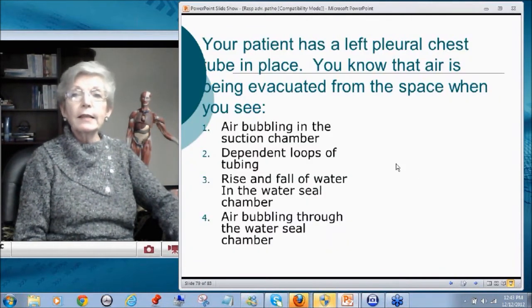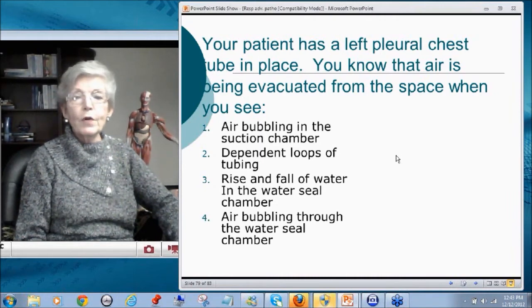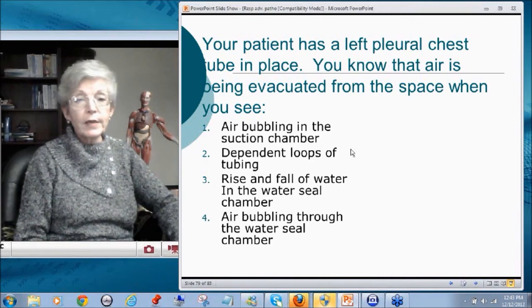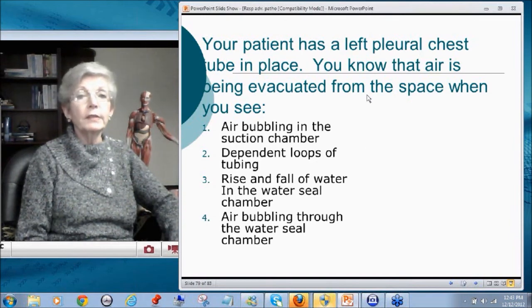So your patient has a left chest tube in place. You know that air is being evacuated from the space when you see air bubbling in the suction chamber, dependent loops of tubing, a rise and fall of water in the water seal chamber, or air bubbling through the water seal chamber. Pardon me. So you know that air is being evacuated when you see.